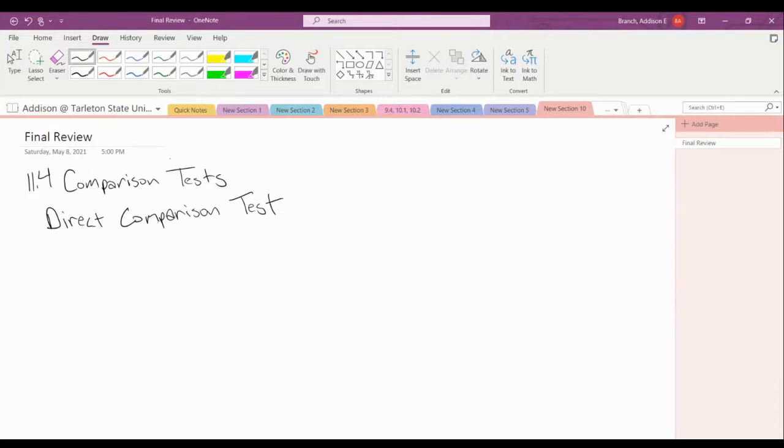Where's my cursor at? I apologize in advance, my computer is acting kind of weird. I'm hoping I do not cut out this time, but we'll see.